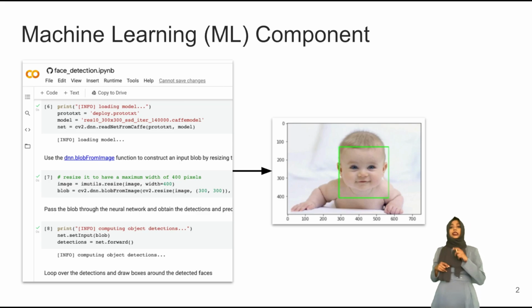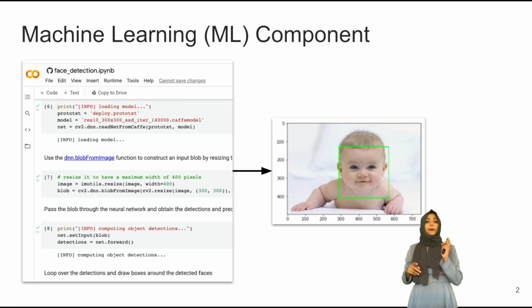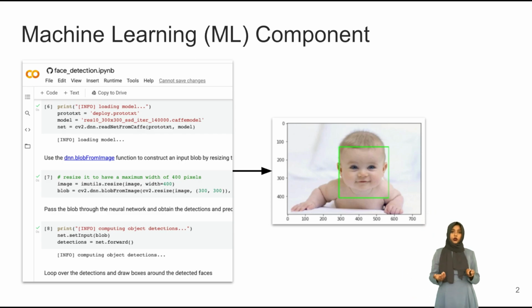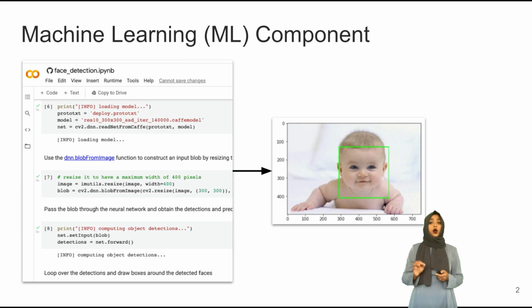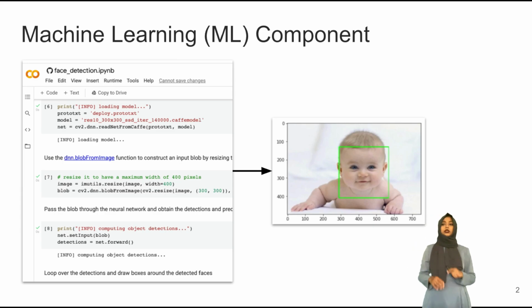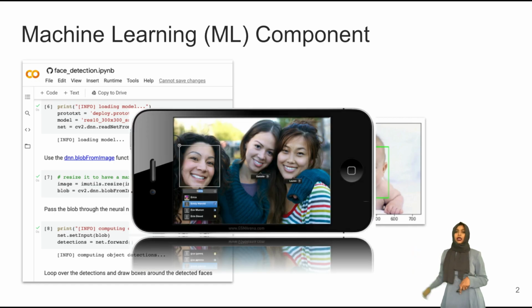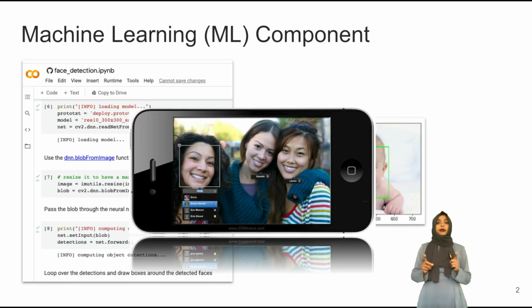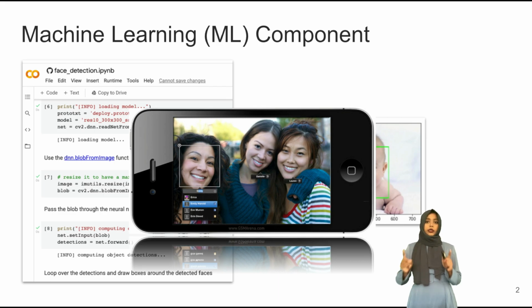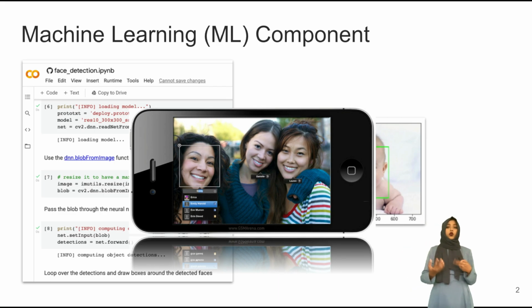Now, this face detection model is not an application or product in itself. But if we want it to be used by end users, it might be embedded in a photo app as a component, which will look something like this. Now, this photo app does not only contain the machine learning model. It has many more components along with the model.